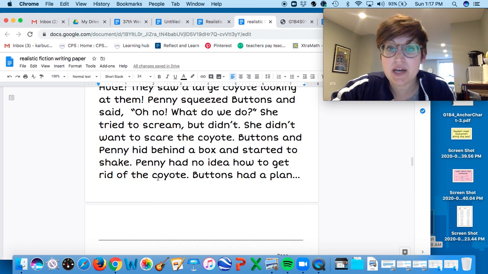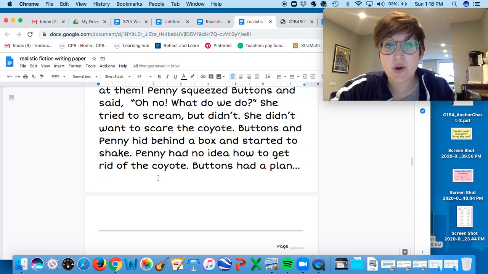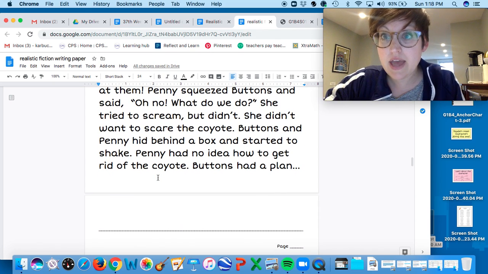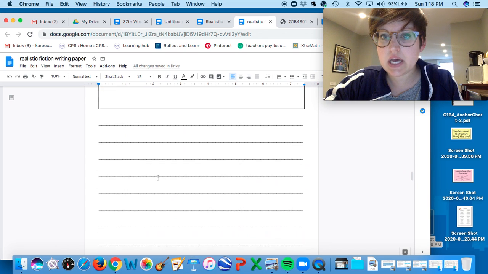Buttons and Penny hid behind a box and started to shake. Penny had no idea how to get rid of the coyote, but Buttons had a plan.